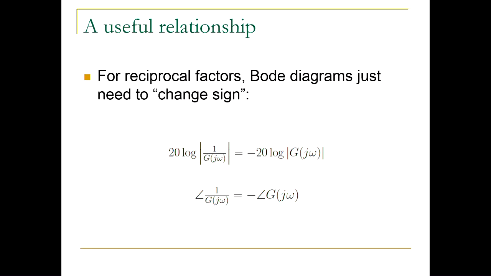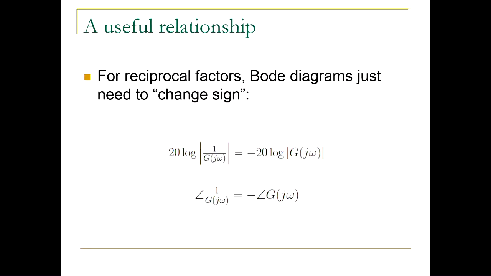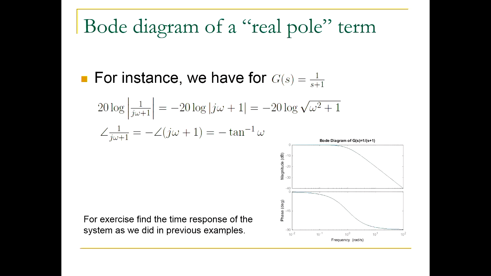Why is this useful? Well, we now looked at a transfer function that looks like this. G of s is s plus 1. What about 1 over s plus 1? Well, we can use that rule. So 1 over s plus 1 is easy to draw now. So it becomes this. It's just a mirror image with respect to the x-axis of the magnitude that we saw before. Right? So we don't need to spend much time analyzing this. But this is also one of the classical situations that you find in different transfer functions.